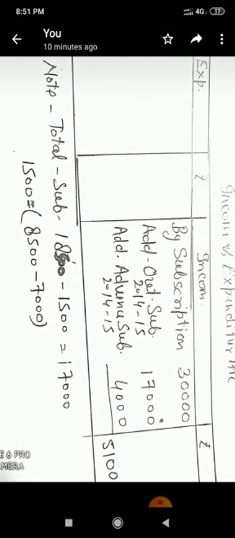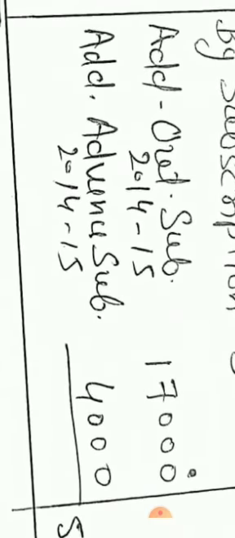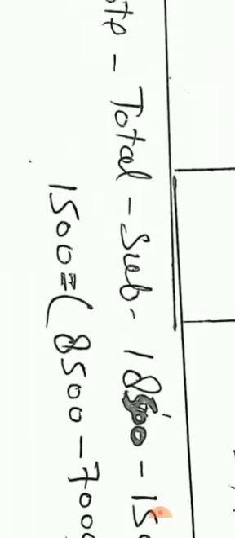Just see, it's an income and expenditure account. In this income and expenditure account, we first show subscription 30,000, because the current year subscription of 30,000 is given in the receipts and payment account. Then add outstanding subscription 14-15, 17,000. Now I would like to clear how to calculate this amount 17,000. Just see, total subscription 18,500 is given in the question. Less 1,500 is equal to 17,000.